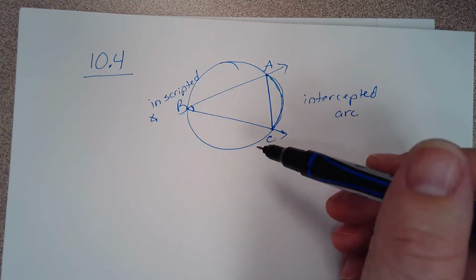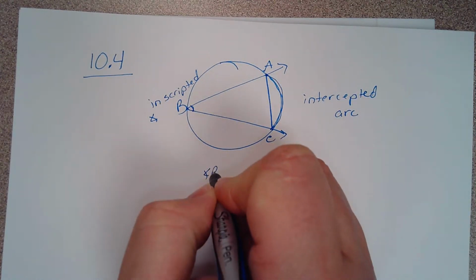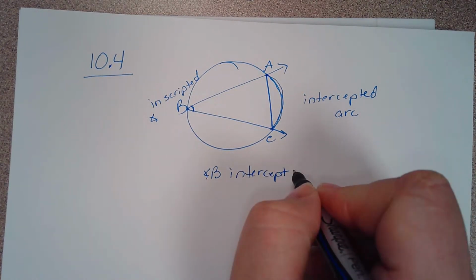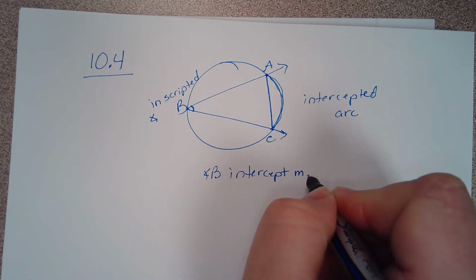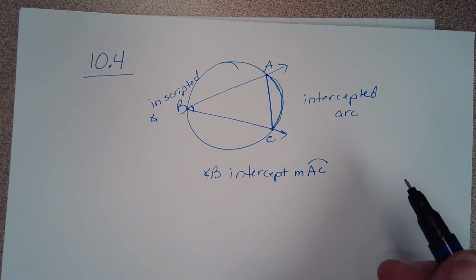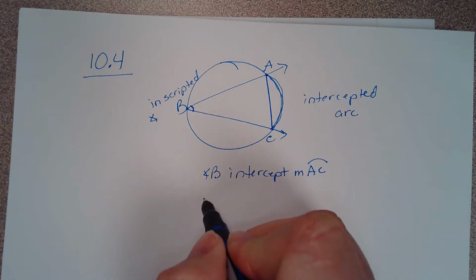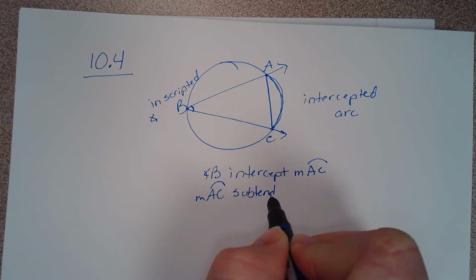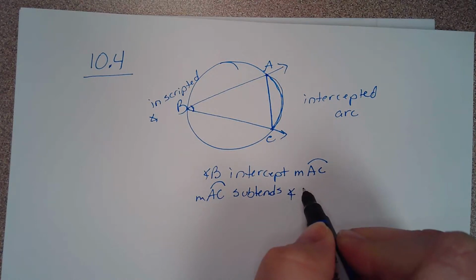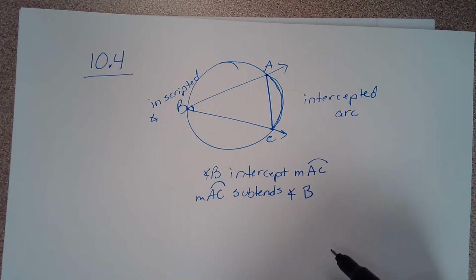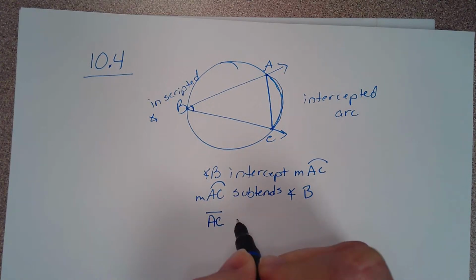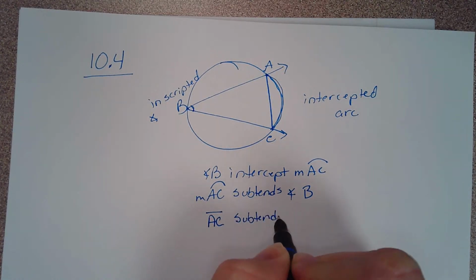So we know that means that angle B would intercept the arc, which is the measure of arc AC. And that means that if I was talking about the measure of the arc, that would be called a subtense, which would be angle B. And the line segment AC also subtends angle B.